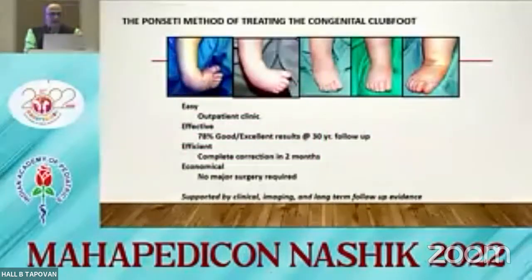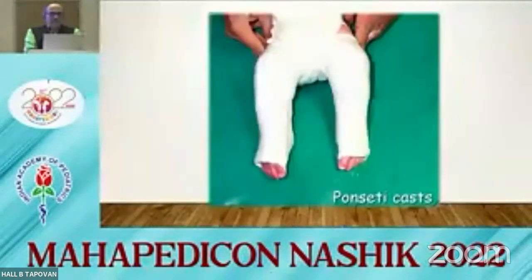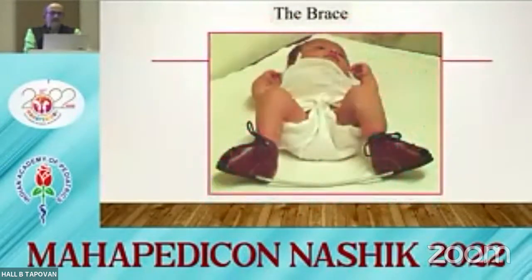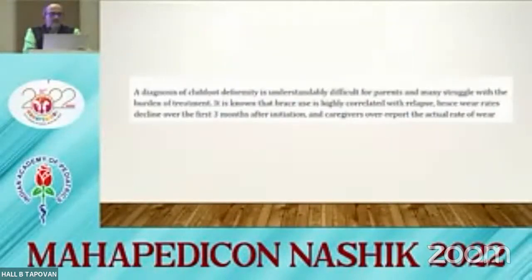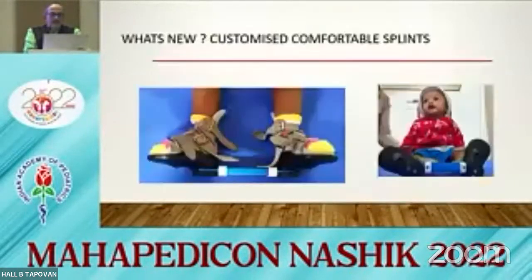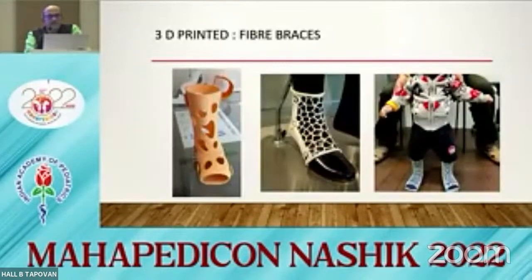Easy treatment by plasters on an outpatient basis, simple plaster technique. But what is important is the brace. To put the child in a brace for about 4 years is a challenge, and most of the time the relapses are because of lack of brace wear. So the new thing is having good braces. What's new is customized, comfortable splints, which are better made now with 3D printing technology, adjustable straps, making the child more comfortable and the parents more compliant.